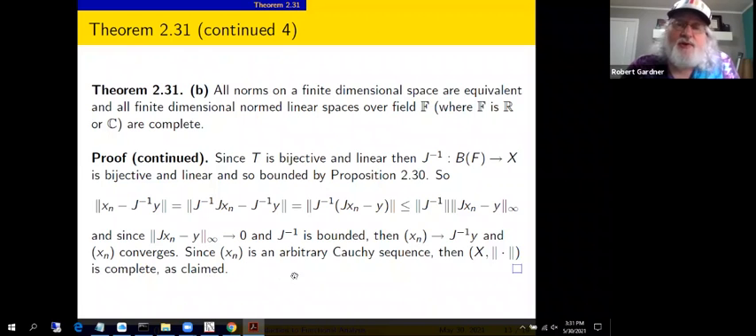We took an arbitrary Cauchy sequence in the space, and we showed that that Cauchy sequence converges. We even found its limit. It's J inverse of Y, and we explicitly said what the J was. Arbitrary Cauchy sequences converge. That's the definition of completeness. So this normed linear space is a complete normed linear space as claimed.